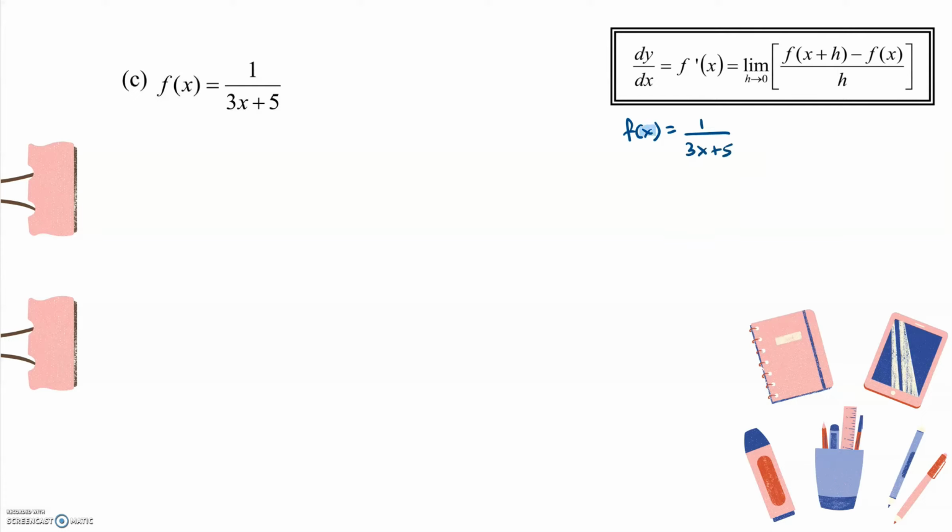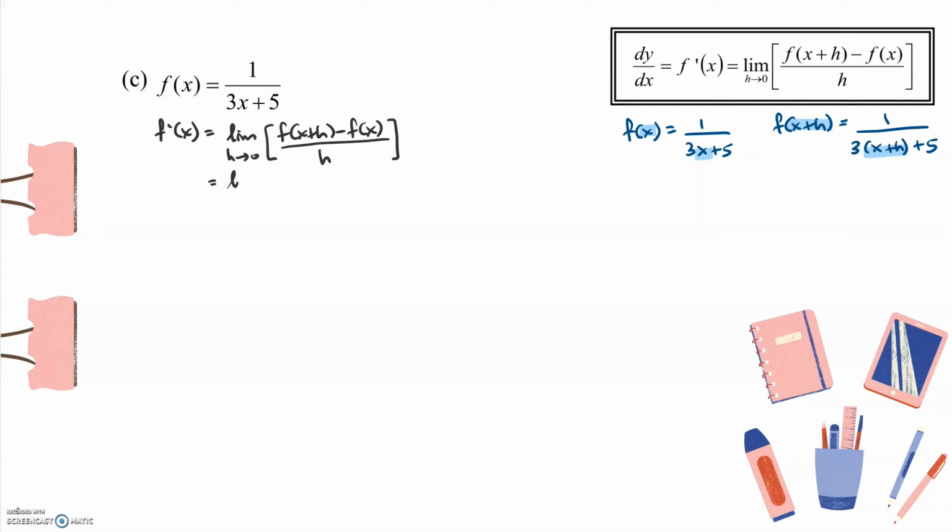We have x over here and this is x. So for f(x+h), this will be equal to 1 over (3(x+h) + 5). So this is x+h and this will be x+h. f'(x) is equal to the limit as h tends to 0 of [f(x+h) - f(x)] divided by h. This will be equal to the limit as h tends to 0 of [1 over (3(x+h) + 5) minus 1 over (3x + 5)] divided by h.